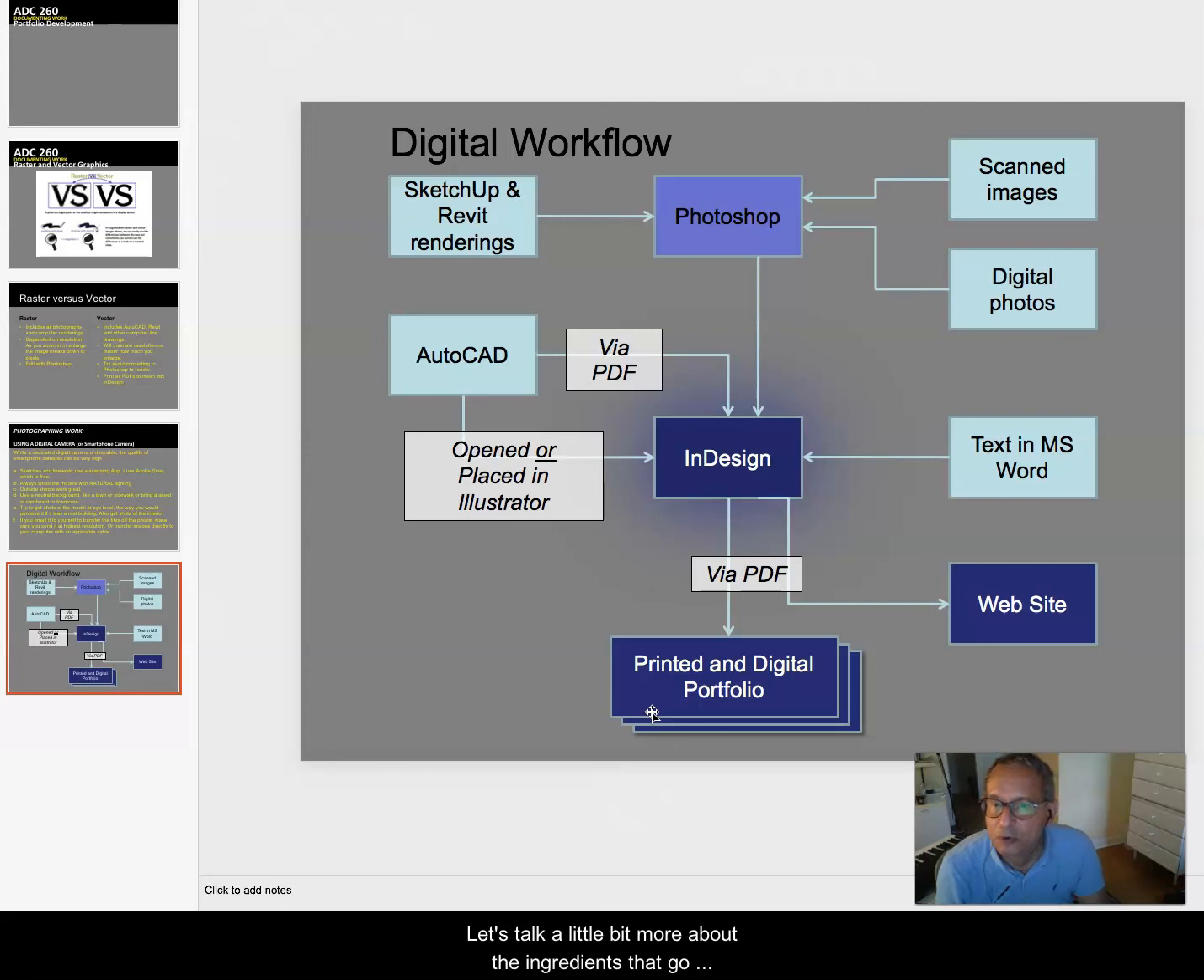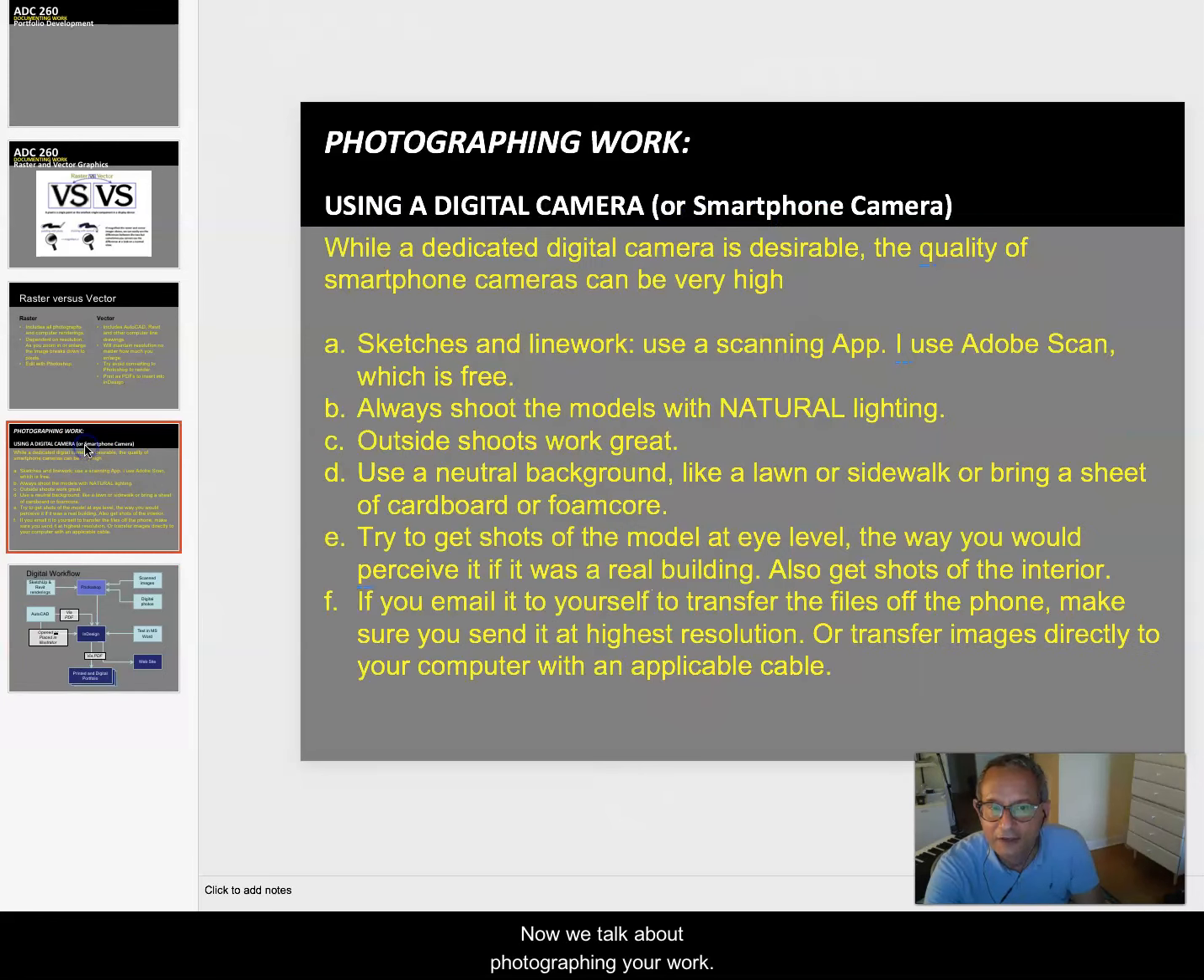Let's talk a little bit more about the ingredients that go into your portfolio. So now we'll talk about photographing your work. So some of your work does need to be photographed. The good news is that if you don't have a camera, I have 2 cameras and I have a smartphone. I like my cameras. They give me more control, more precision, lots of other features. But most smartphones in the present era have very good cameras on them. We just have to make the most of those cameras.